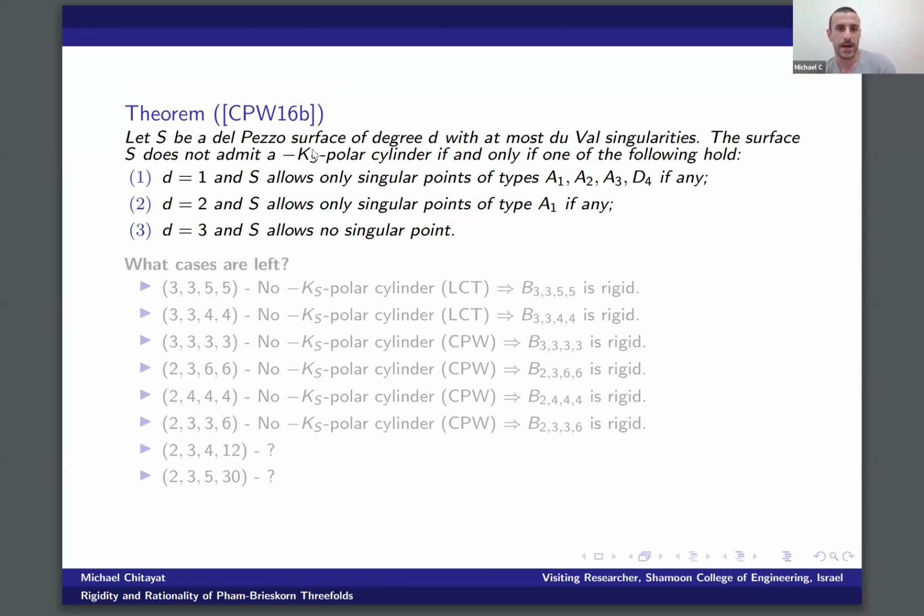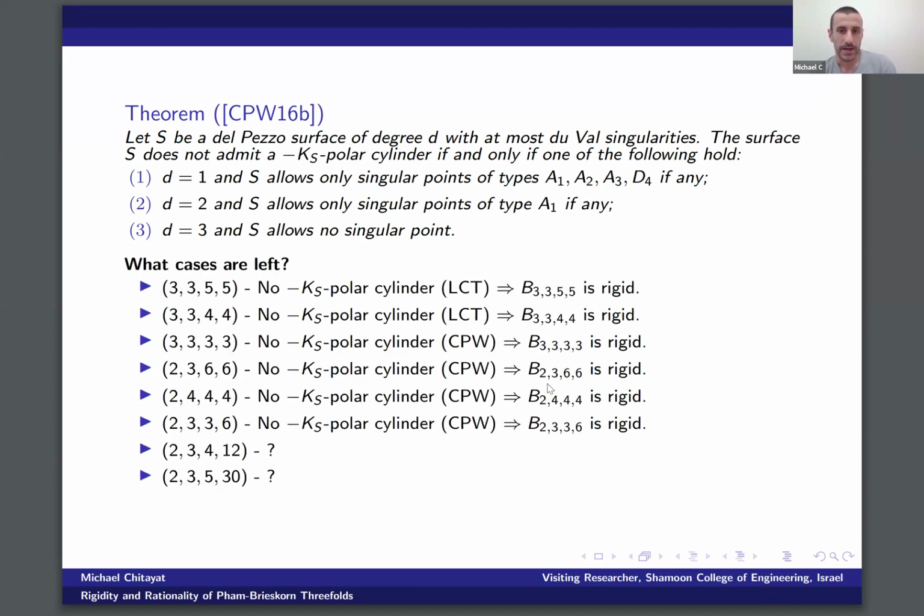So here's the theorem. This is a classification of Del Pezzo surfaces with Duval singularities that do and don't admit any anti-canonical polar cylinders. If S is a Del Pezzo surface of degree D with Duval singularities, then S doesn't admit an anti-canonical polar cylinder if and only if one of the following holds. The degree is 1, and either S is smooth or allows singular points of these types. D equals 2, and S is smooth or allows singular points of type A1, or D equals 3, and S is smooth. And in all other cases, our Del Pezzo surface, if it has at most Duval singularities, will admit an anti-canonical polar cylinder.